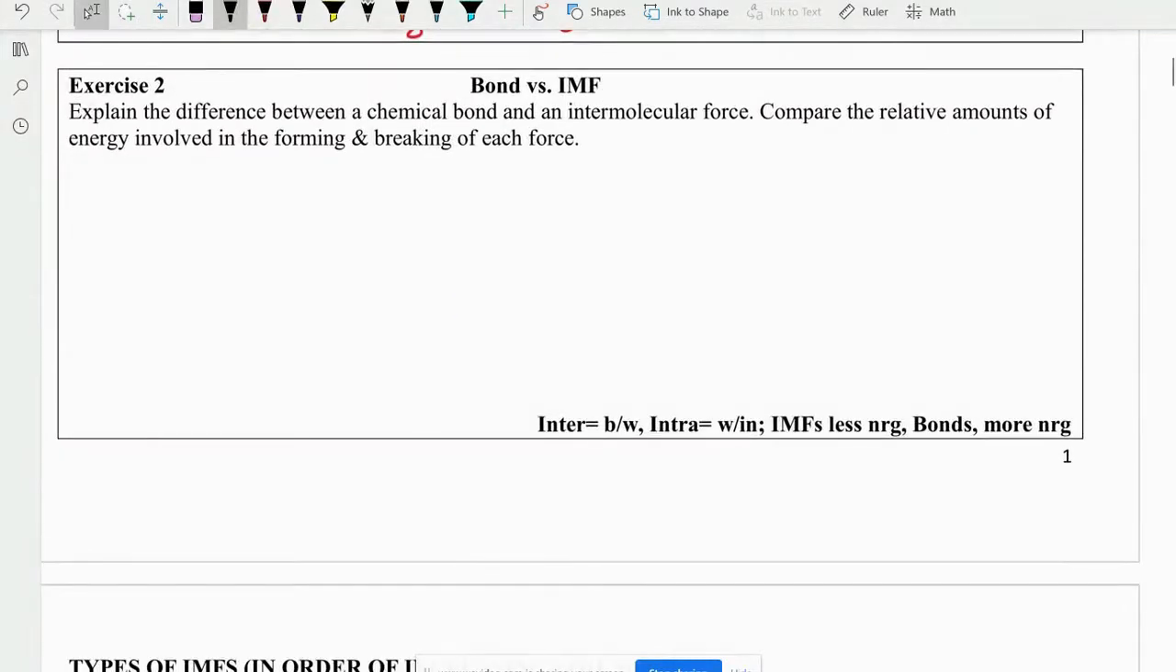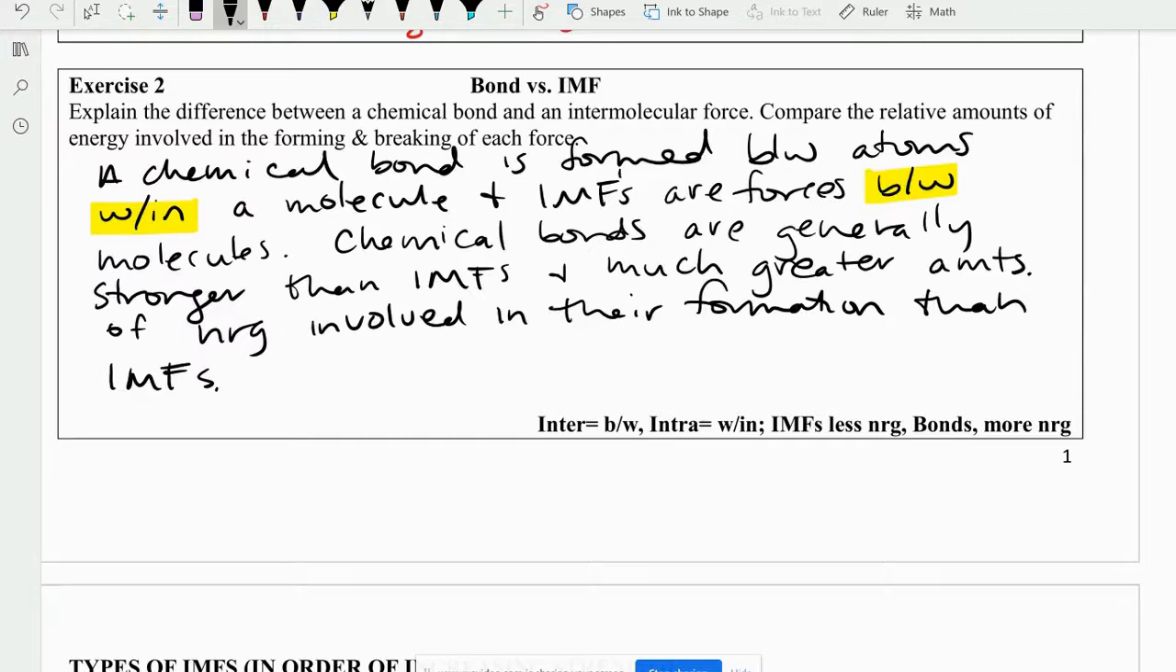All right, exercise number 2. It says, explain the difference between a chemical bond and an intermolecular force. Compare the relative amounts of energy involved in the forming and the breaking of each. Okay, so why don't you go ahead and put me on pause? I'm going to jot down my response. You could do the same. Come back and compare your answer with mine. Okay, sorry for the chicken scratch here. I do a lot of abbreviating, so if you are confused, then please bear with me.